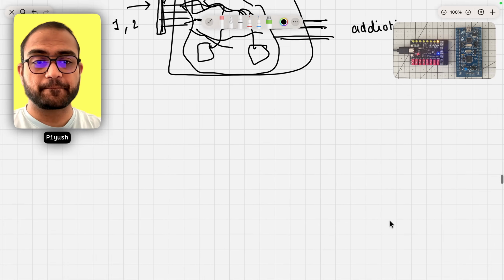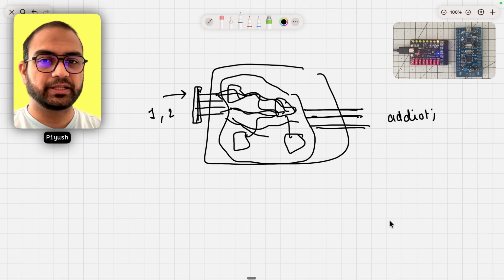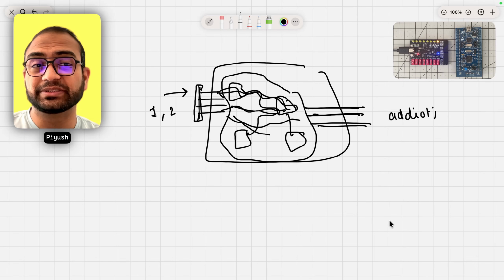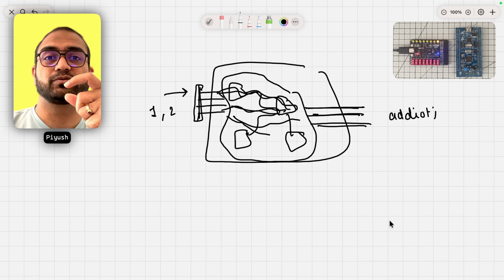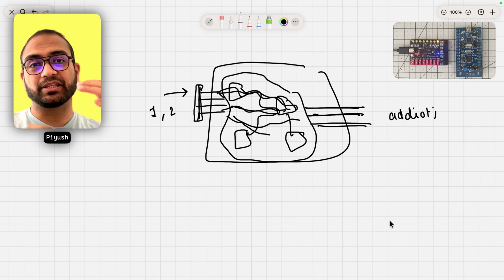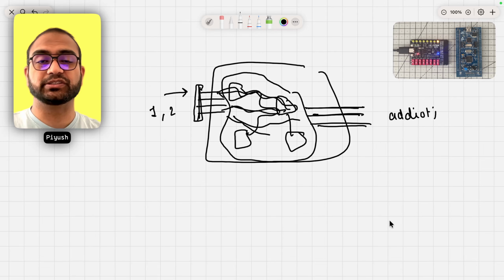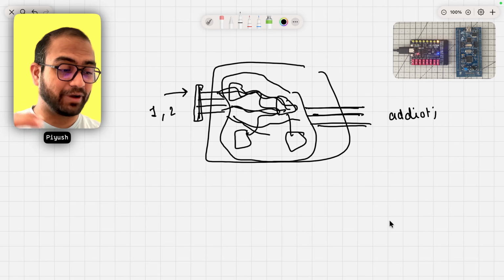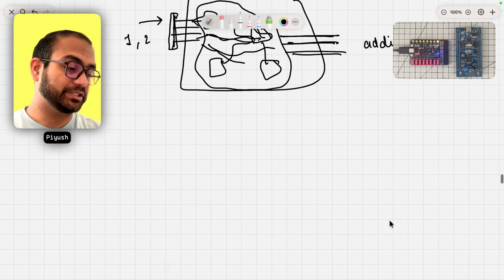So hopefully you're getting the hang of the fact that an FPGA becomes the circuit, while a CPU is a circuit that is generic in the sense that it follows instructions to achieve an operation. All right, so why would you care to learn FPGA?